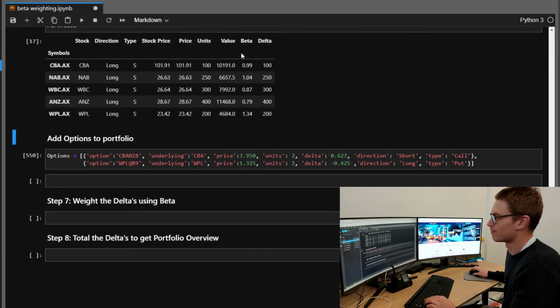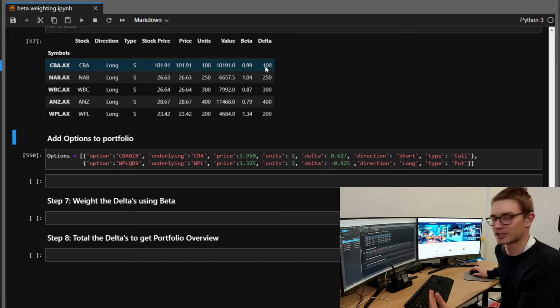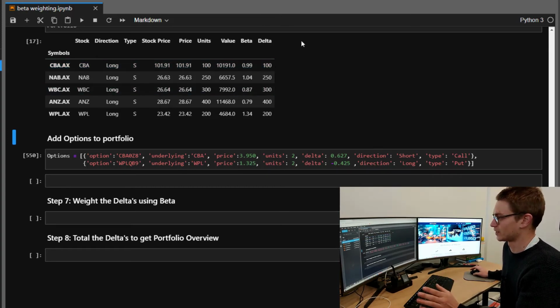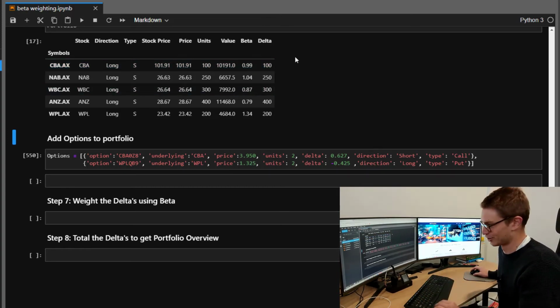So now we've just got beta and delta. So if the stock price here, or CB, changed by $1, that individual position is going to go up by $100 because I have 100 units. So obviously very simple calculation for the stocks.